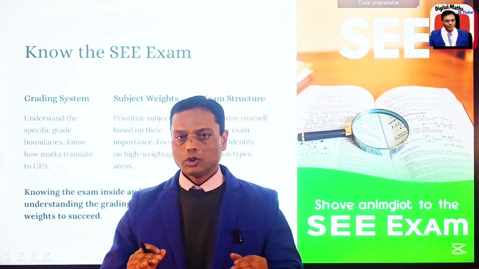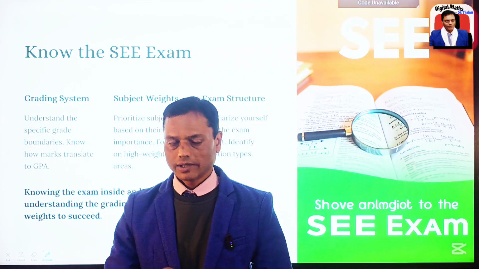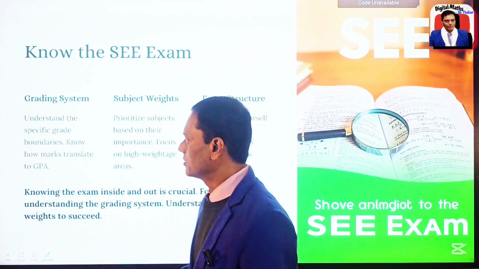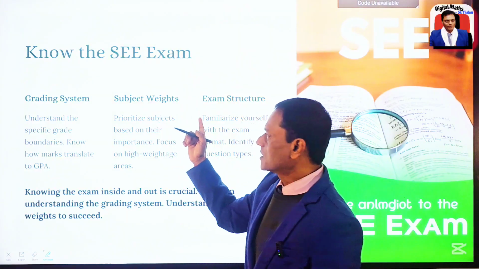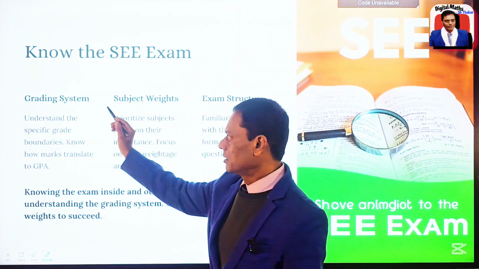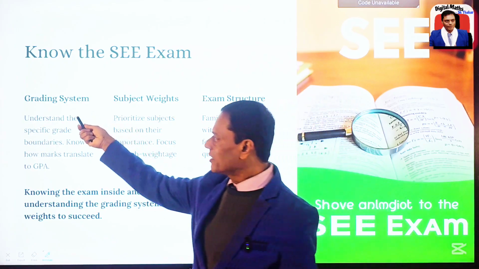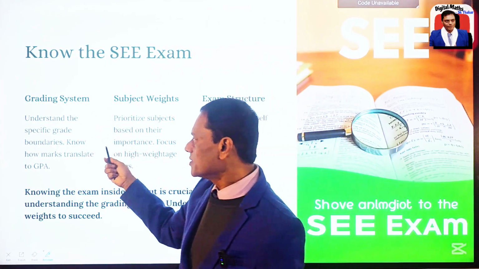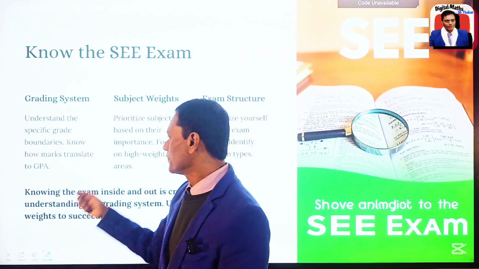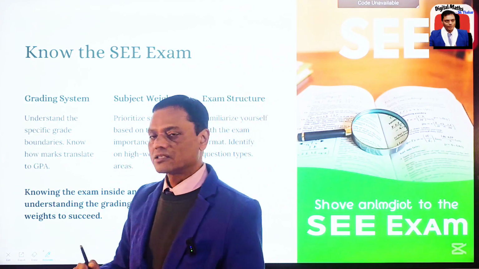First of all, you have to know the SEE examination. SEE examination means the board examination. And you can know the SEE exam by three aspects. They are grading system, subject weights and exam structure. In grading system, you have to understand the specific grade boundaries. That is, know how marks translate to GPA.